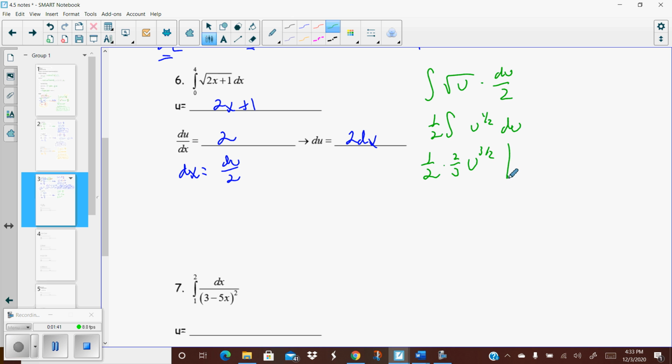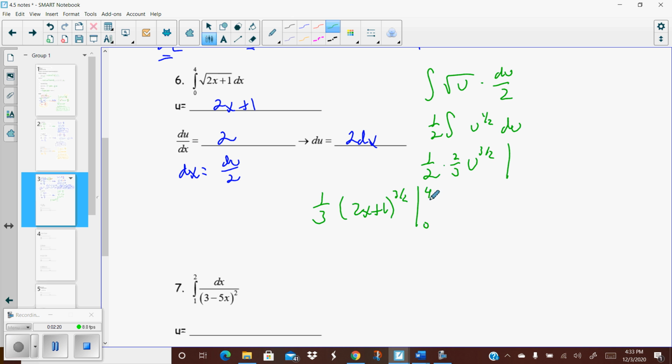I'm going to put an evaluation bar because I do need to evaluate this, but I can't evaluate it the way it stands right now. First of all, I didn't write any bounds in there, but I can't use the bounds 0 and 4 because those bounds are in terms of x. Our variable is currently in terms of u. So I do need to change it back, and that's what we were doing before. So I'm going to simplify. 1/2 times 2/3 is 1/3. And now I'm going to put my original u value, which is 2x plus 1 raised to the 3/2 power. Now I can evaluate it from 0 to 4.